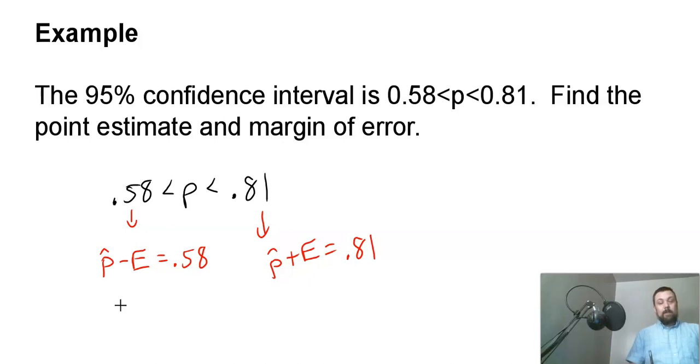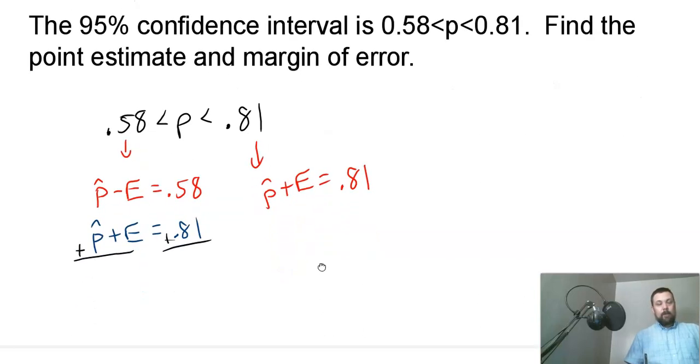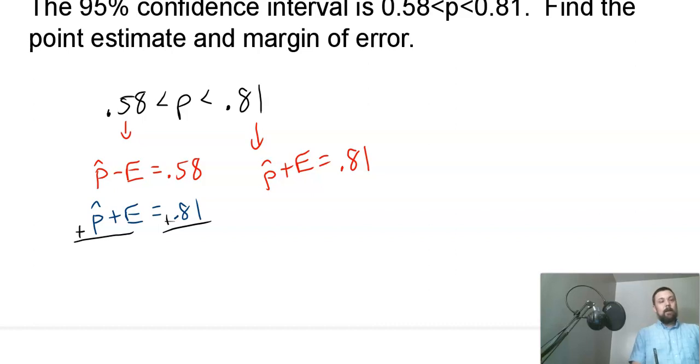So I'm going to place this equation underneath this one. Let me use a different color here. So we have p-hat plus e is equal to 0.81. So if I add these together, right, the e's will cancel out. So I'm going to get 2, because when I add the p-hats together, it's like a variable. It's 2 p-hat. The e's are going to cancel out. And that's going to equal, when I add these two together, 0.58 plus 0.81, which is going to be 1.39. And then I can solve for p-hat by dividing by 2 on both sides.